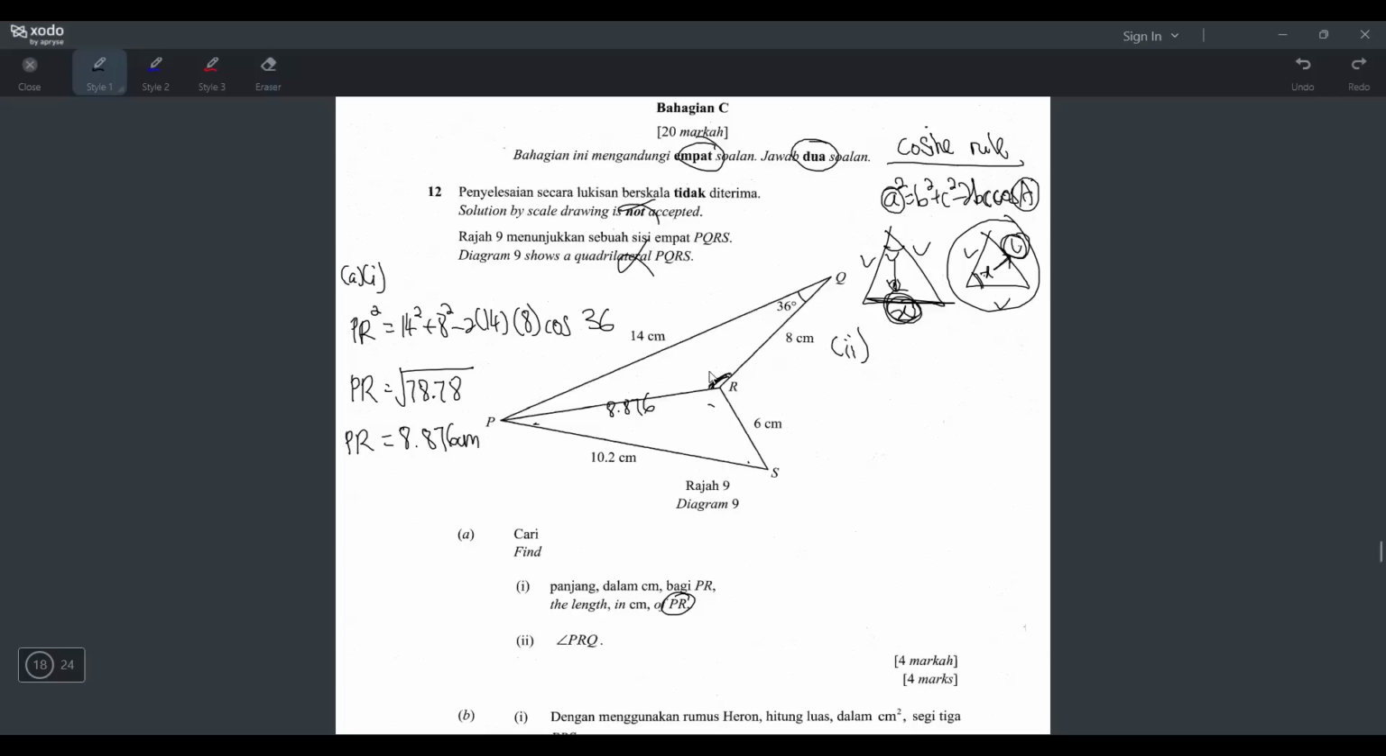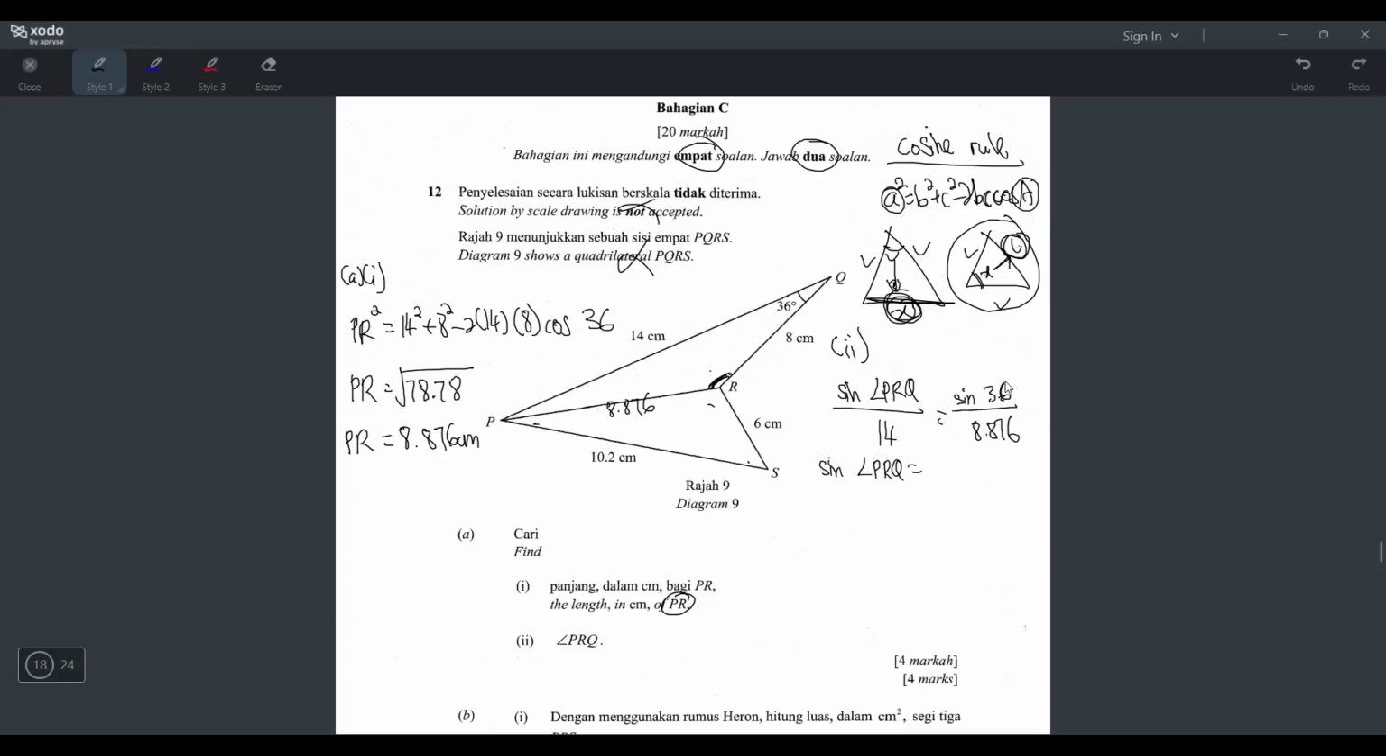So what we want now is this angle. Since I'm finding an angle, sine PRQ over the opposite, which is 14, equals the complete pair: 36 over 8.876. But the 36 has to be written on top. And if the angle is written on top, the sine also follows. The sine is always followed with the angle. And then 8.876. Now I can find sine PRQ.